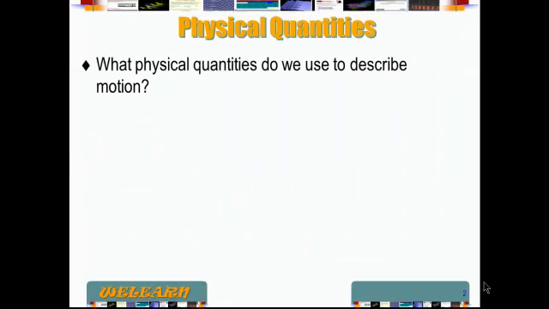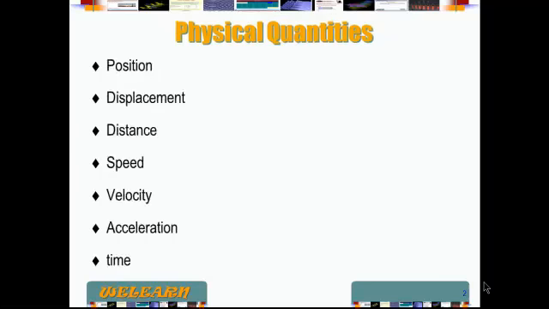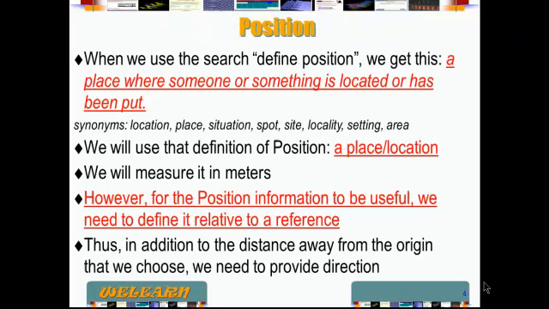One might ask, what physical quantities do we use to describe motion? Things you might have thought of, and you might have used either in an academic setting, in school or at home, are position, displacement, distance, speed, velocity, acceleration, and time. We'll define each of these in due time. But let's start with position.